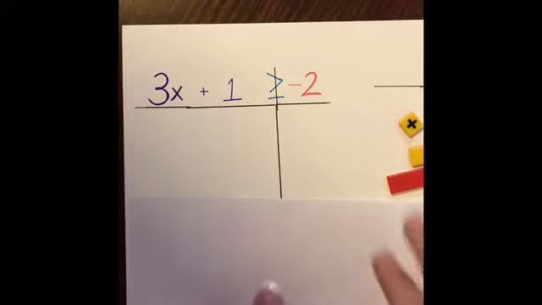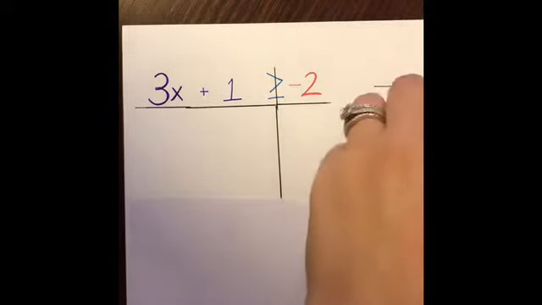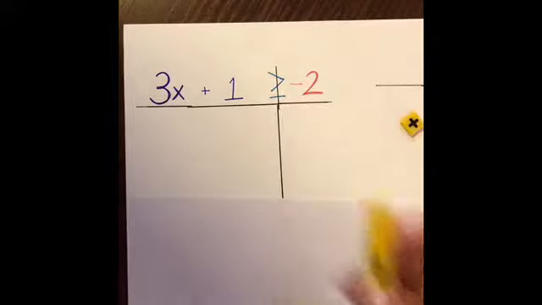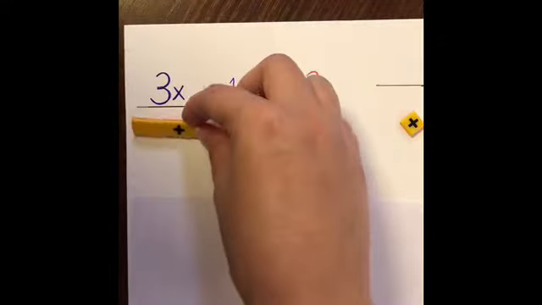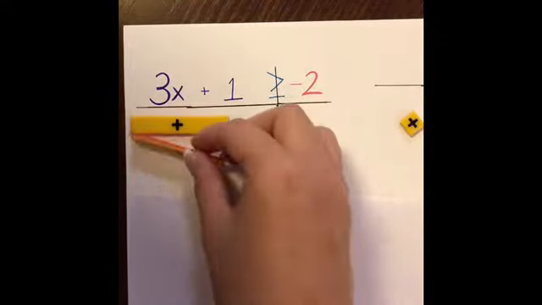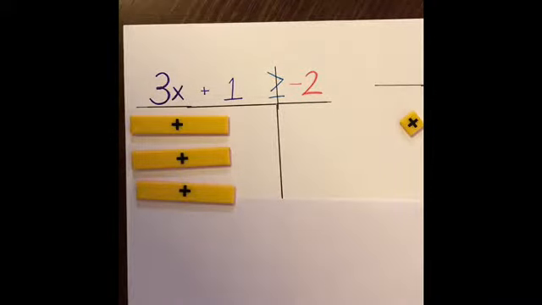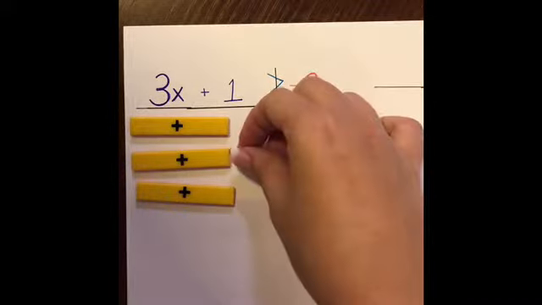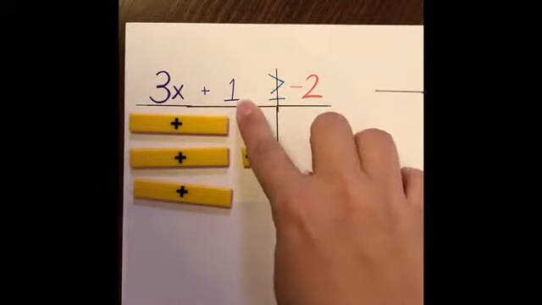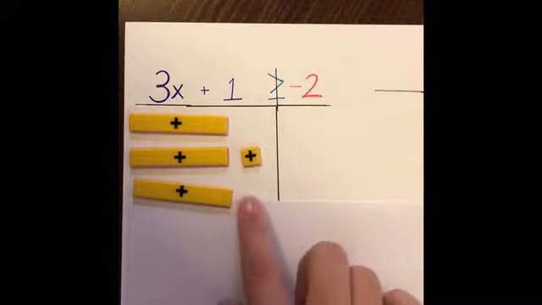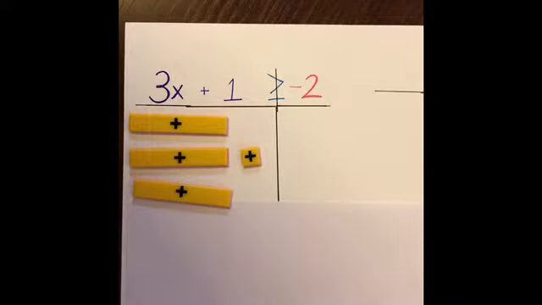On the left side, we are going to use longer tiles to represent x. And since we have 3x, we are going to use 3 long tiles. And we are going to use 1 small cube to represent the 1. Both of these are going to be on the yellow side because they both are positive.